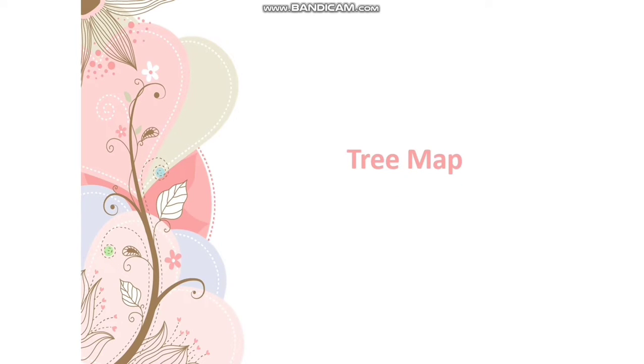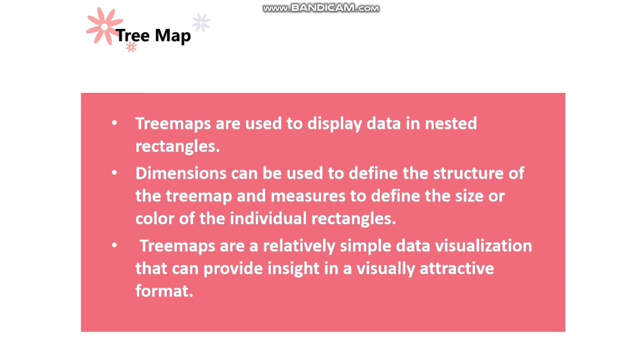In today's video, I am going to talk about tree map in Tableau. Tree maps are used to display the data in nested rectangles. We can use dimensions to define the structure of the tree map, and we can use measures to define the size or color of the individual rectangles. Tree maps are a relatively simple data visualization that provides business insights in a visually attractive way. Let me show you how a tree map can be created and how it will look like.